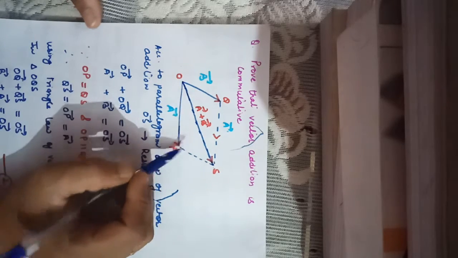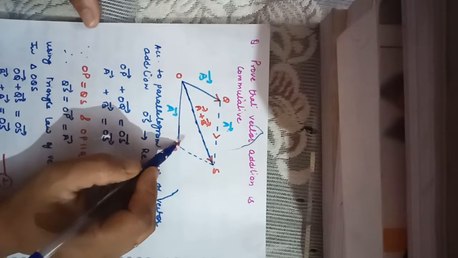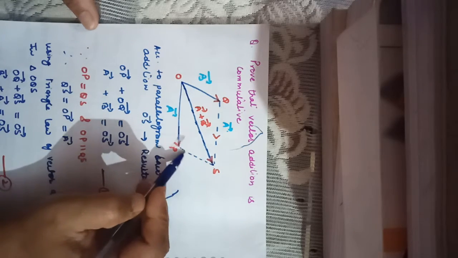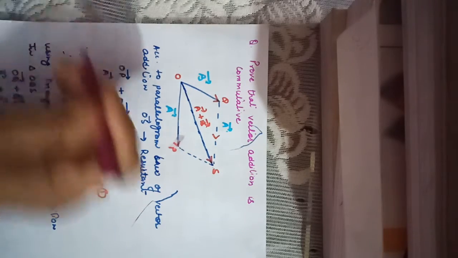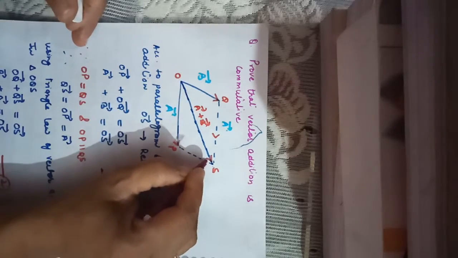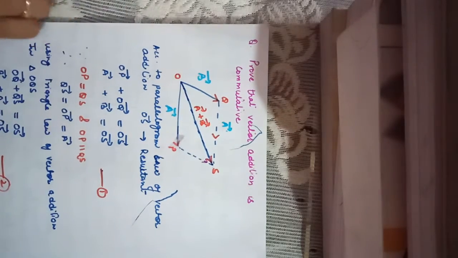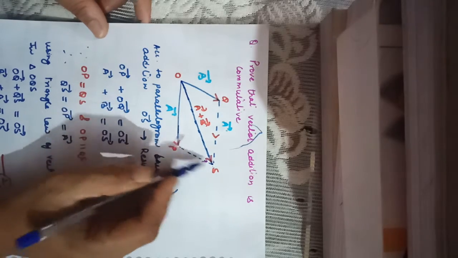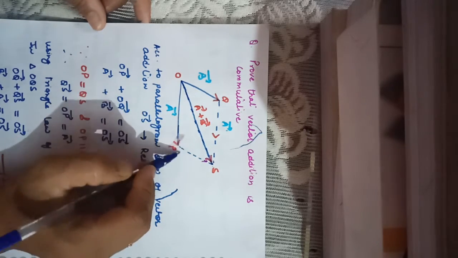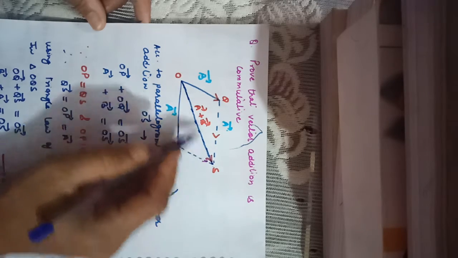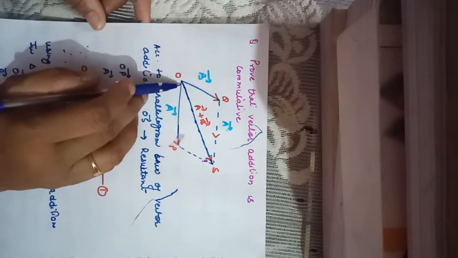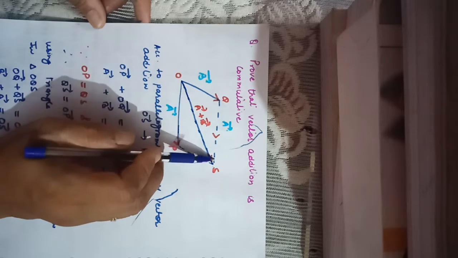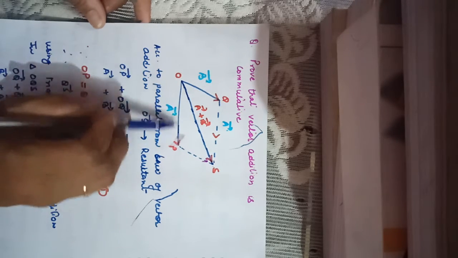Now what we are going to do is take another vector, this PS vector, which is parallel to OQ vector. I have kept the tail of this vector on the head of the A vector, and PS is just like a B vector. Similarly, from the point Q, I have drawn a parallel line which is parallel to OP vector.